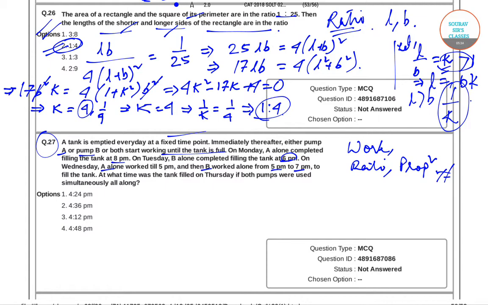Now on Thursday, it is planned that both of the pumps will be simultaneously used all along. Then, when will the tank be filled? So this is a scenario, and here are the various options that are given over here. To solve this, I'll be inserting a new page and then starting. It seems like a fairly long, lengthy problem, so let us insert one page and then start working on it.